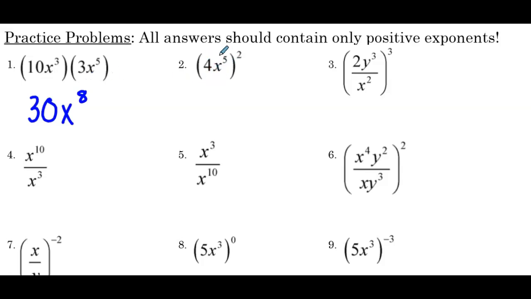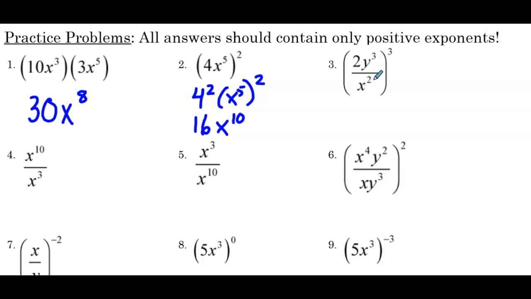4x to the 5th, quantity squared. So that's going to be 4 squared, x to the 5th squared. So that's going to be 16x to the, so we have power to a power. We multiply the exponents, x to the 10th. Again, this would be x to the 5th times x to the 5th, right? 5 x's times 5 x's, 10 x's, x to the 10th.